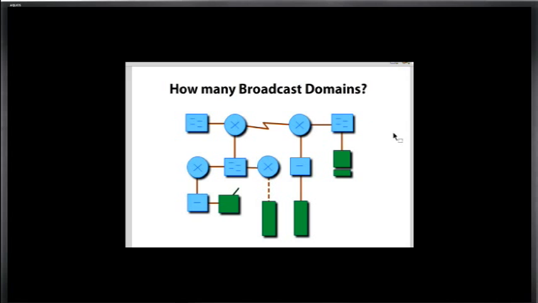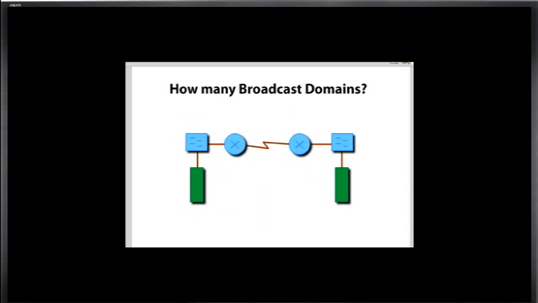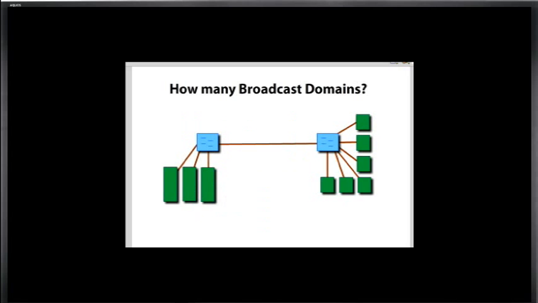So we'll break it down and we'll start with a simpler example, and we'll show you that actually answering a question like that's pretty easy. All right, so we'll look at this one, and maybe we should even start with just this one. Okay, so we'll start here. First of all, when they ask you how many broadcast domains, what they're really asking you is how many networks. A broadcast domain is a network.